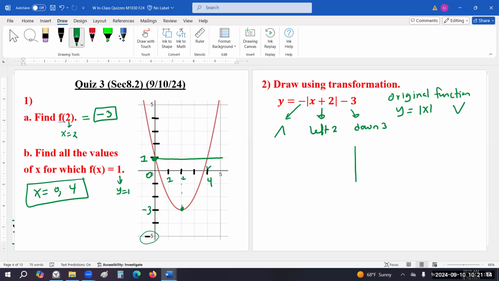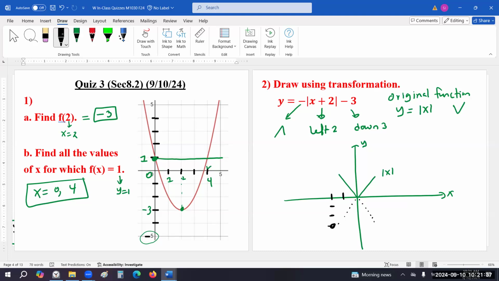So combining all this information, this is X, this is Y. The original one is here. Now this original one, we are reflecting. And that reflection goes 2 left, 3 down. So 1 left, 2 left, 1 down, 2 down, 3 down, somewhere here, and you're graphing.